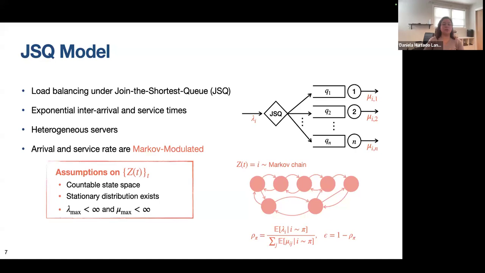Now, regarding assumptions on this Markov chain, I would say pretty mild assumptions. We want a countable state space. We want the stationary distribution to exist. And we want arrivals and service rates to be bounded. Okay, so no explosions.